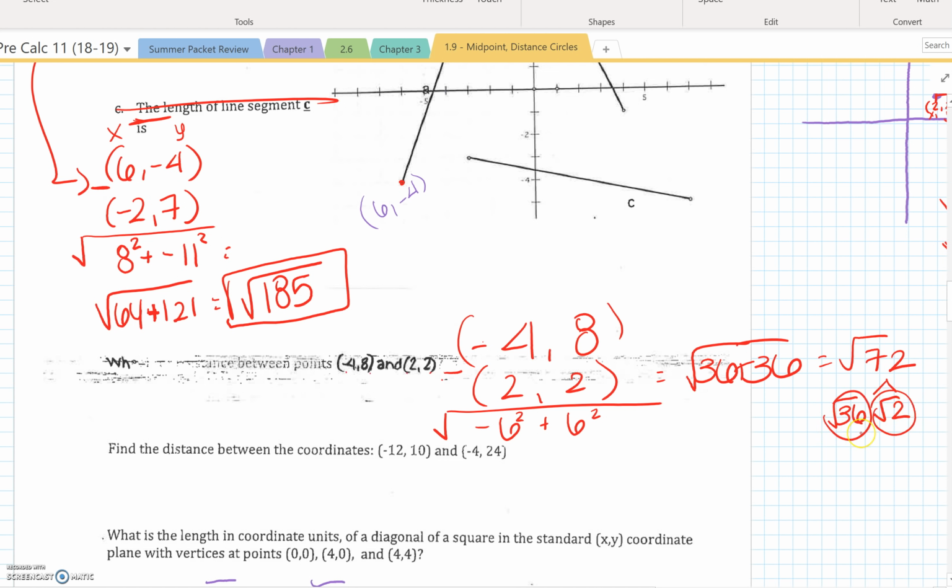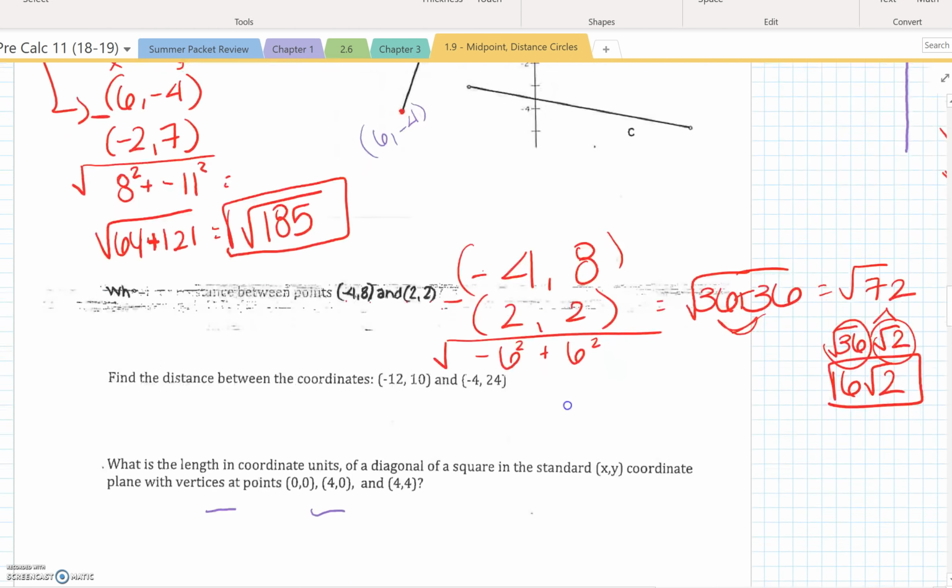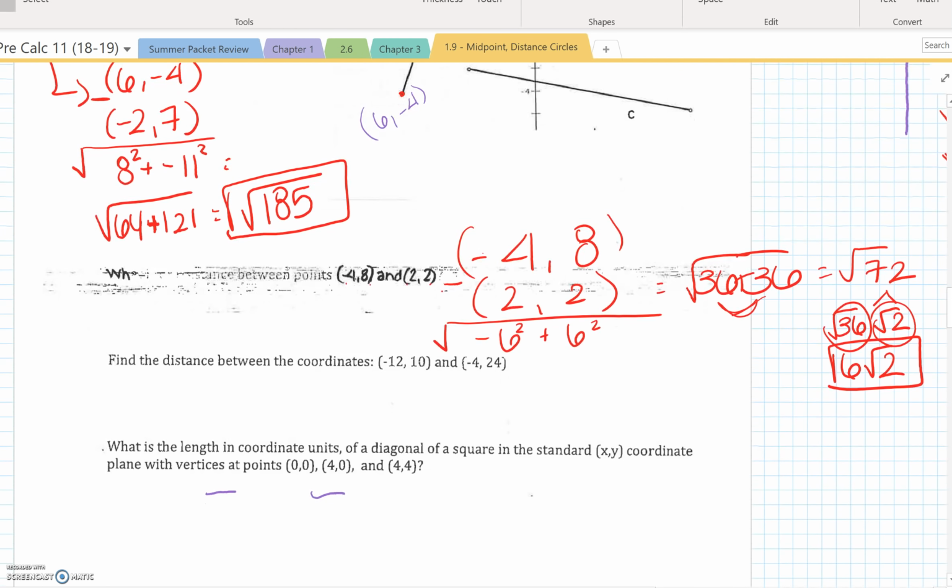Well, here's 2 36s in a square root, so you could have just gone right from here. Either way, this becomes 6 roots of 2. Go ahead and try this one.